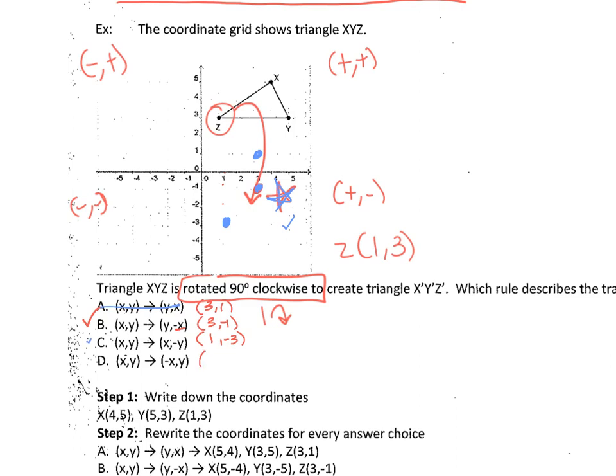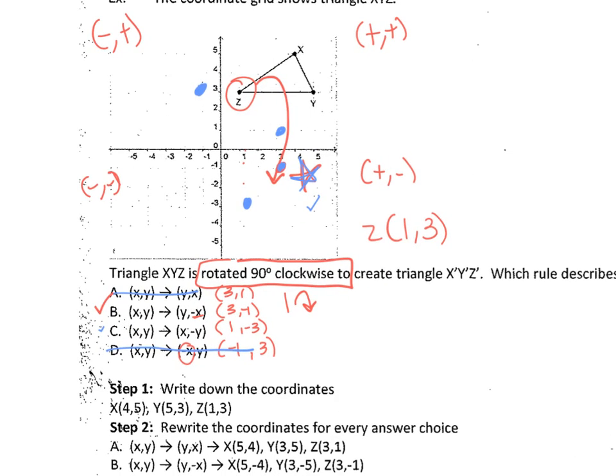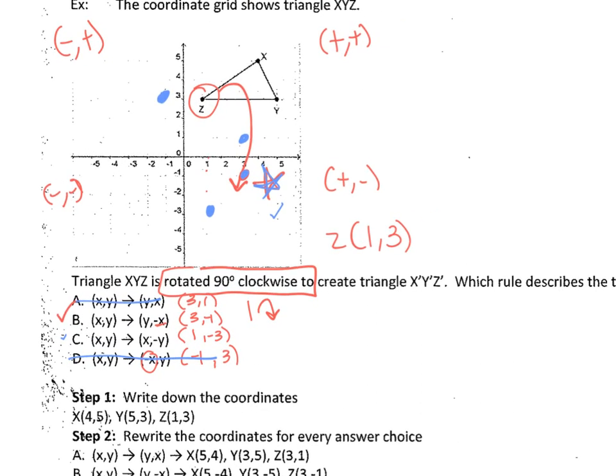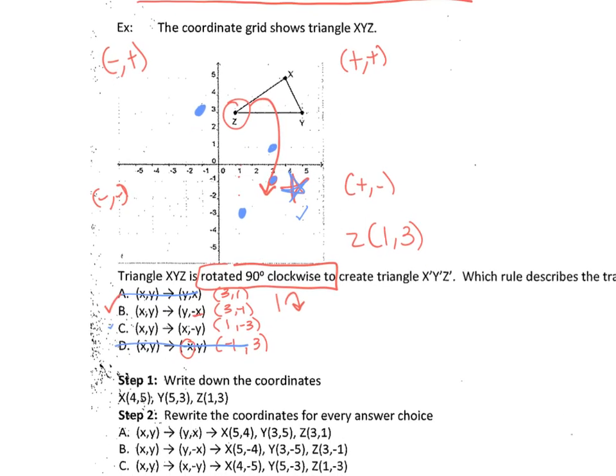So X and Y stays in the same order, except my X value now turns negative. -1. So -1, +3 would be up here. Not the right quadrant, so D is out. So now we need to decide between B and C. And what you can do is you can go ahead and plot these other points and see which one looks like a rotation. Or go back and look at your rules.